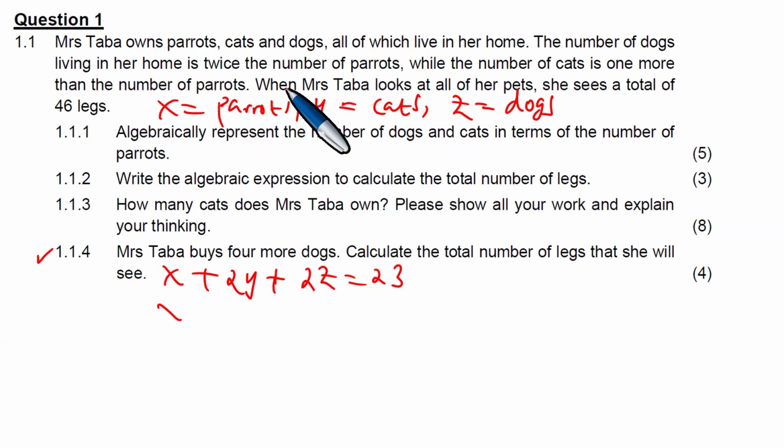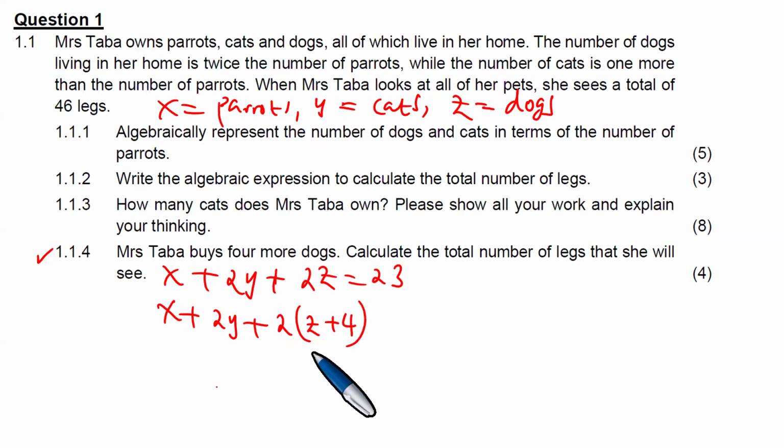So initially the dogs were how many in this equation? The dogs were Z, but now they're going to be 4 more, because she buys 4 more dogs. So we had the number of the dogs, which was Z, and now they're going to be 6 plus 4.